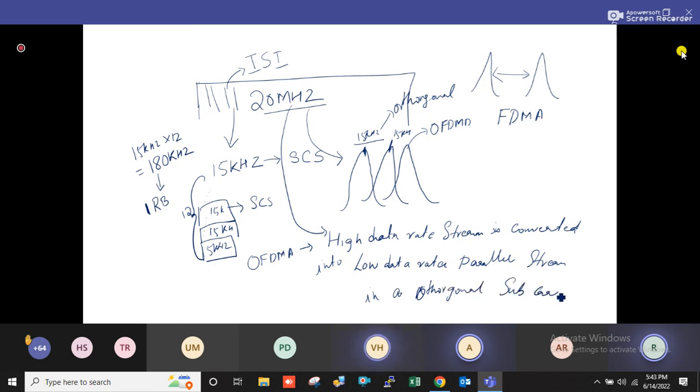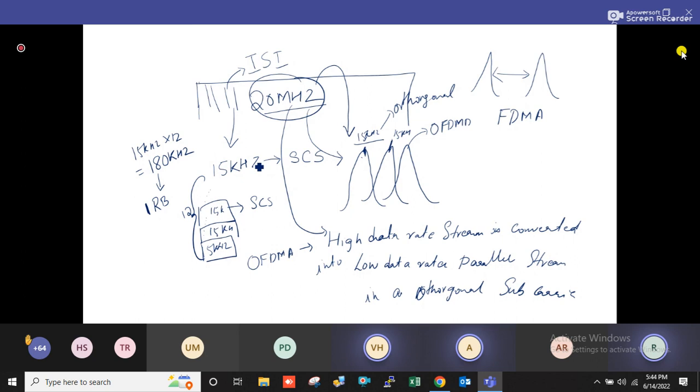subcarriers. Why is it called subcarrier? Because this is my carrier bandwidth. We are cutting that down into smaller pieces. That's why it's called subcarrier. Okay. So this is the essence of having OFDMA.